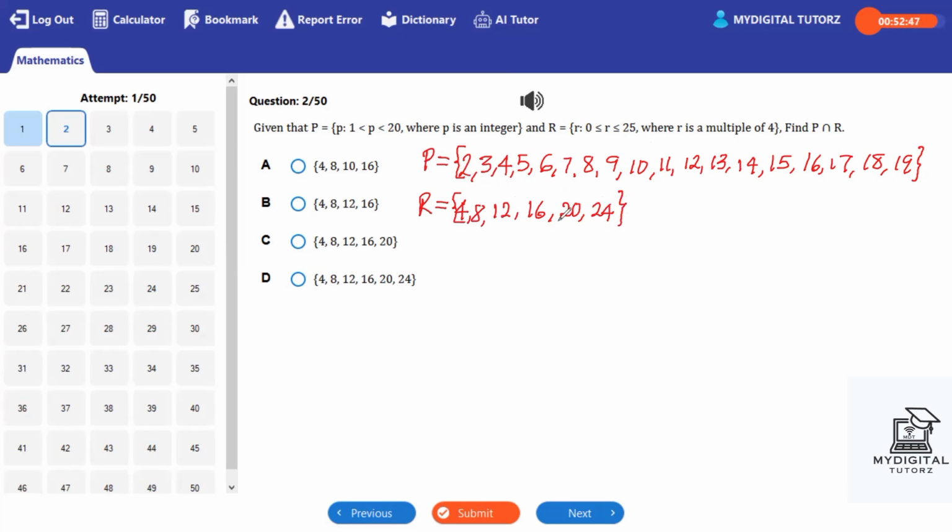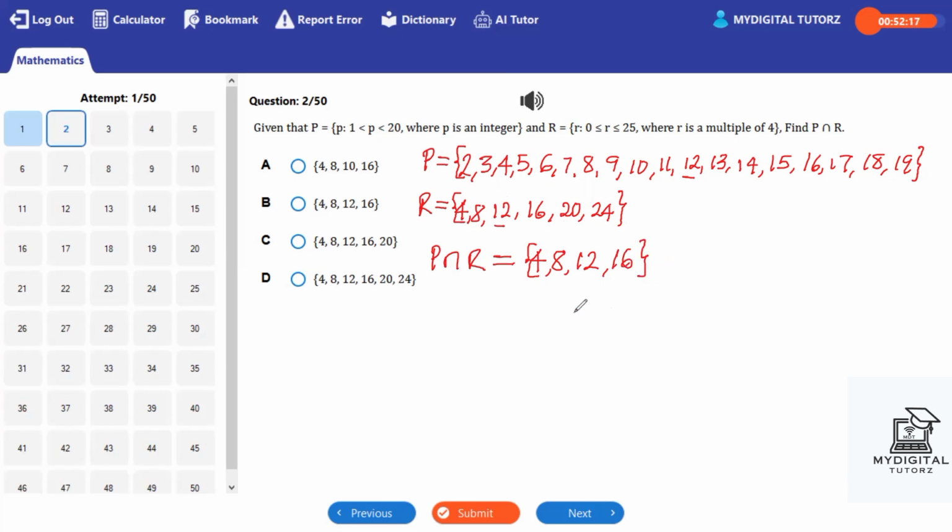So since we have gotten the elements in both P and R, we are looking for P intersection R. That will be equal to things that are both in P and R. So what are those elements? We have 4 here. So 4, comma. We have 8. Do we have 8 here? Yes, 8. We have 12 here. Do we have 12? Yes, 12 is here. Then what else? We have 16 here. So 16 is also here.